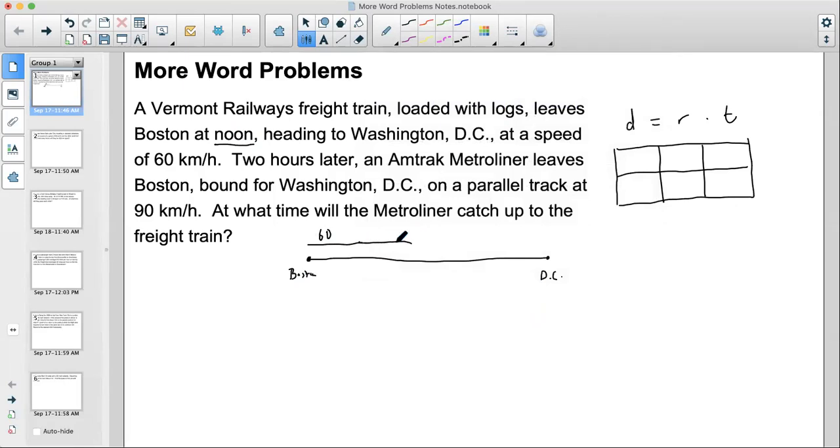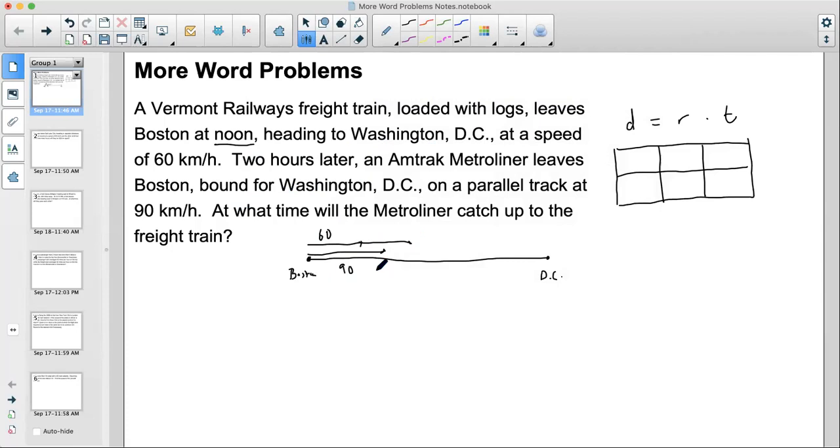And then 2 hours after it leaves, another train leaves, going the same direction on a parallel track. That means they're not going to run into each other. And it leaves, but it's going 90 kilometers per hour. And at some point, since this second train is going faster than the first one, it's going to catch up to the first one. And the question is, what time does that happen?